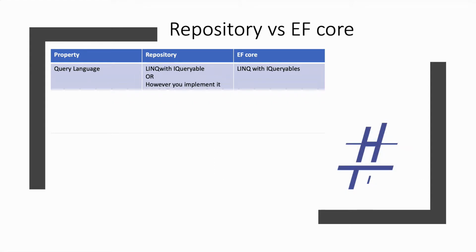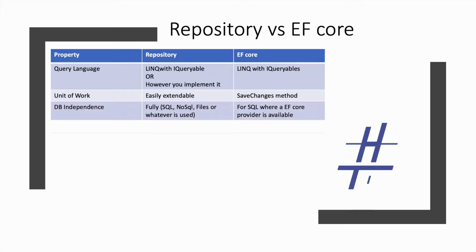Then the unit of work we talked about extensively in this section. And for the repository pattern, it's easily extendable for this. We talked about it earlier and we showed it in the examples. For Entity Framework Core, you already have the SaveChanges method, which is an implicit and explicit transaction to the SQL database. So in both cases, this is pretty easy. And if you use the repository pattern as a layer on top of Entity Framework, you will get this pretty much for free then.